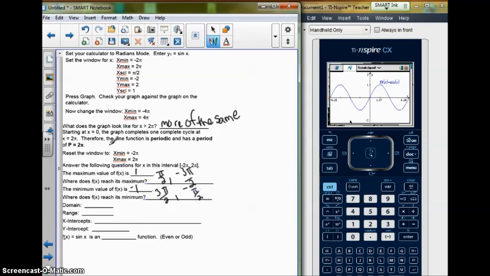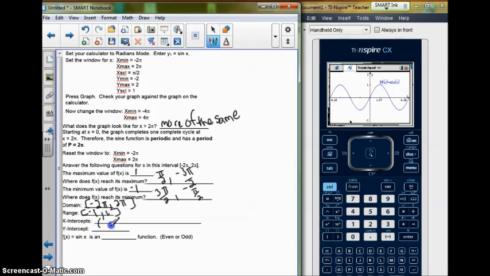The domain, well, they told us right here. It's going to be the interval, there it is, negative 2 pi to 2 pi. So that's our domain. That's all the possibilities for x, because that's the only part of the graph we're looking at. Okay, and in that time, what is our minimum y value? Negative 1. What was our maximum? Positive 1.